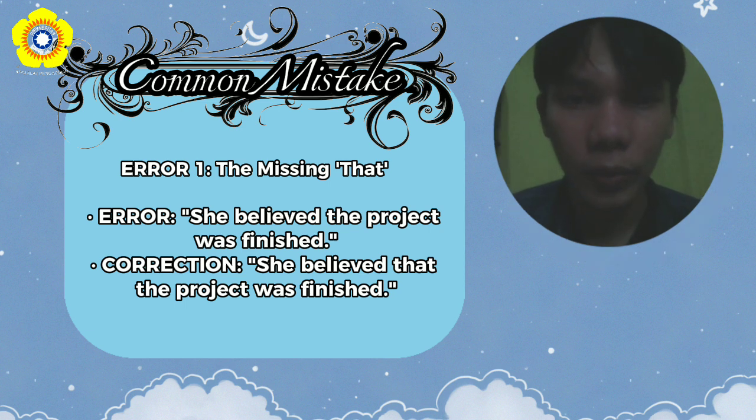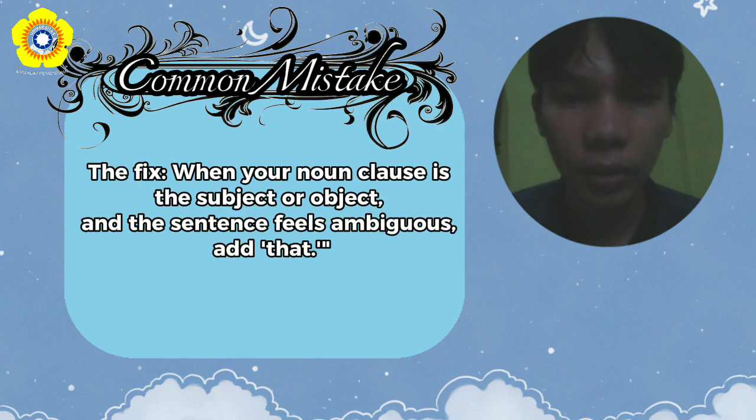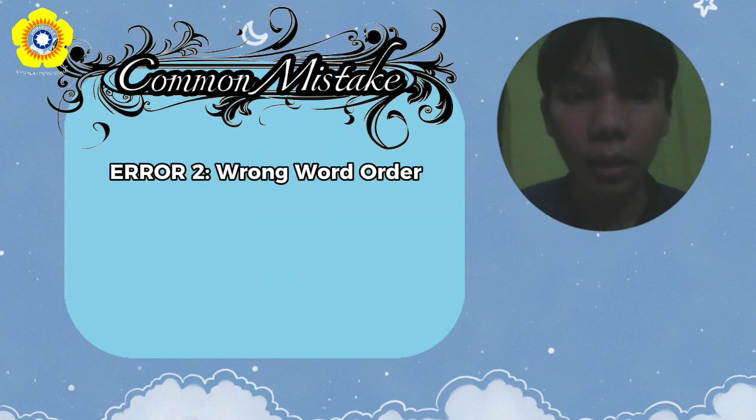Without that, the reader might momentarily think the project is what she believed in. Adding that signals the start of the noun clause immediately, removing ambiguity. The fix: when your noun clause is the subject or object and the sentence feels ambiguous, add that. Error 2. Wrong word order, asking a question inside a statement.